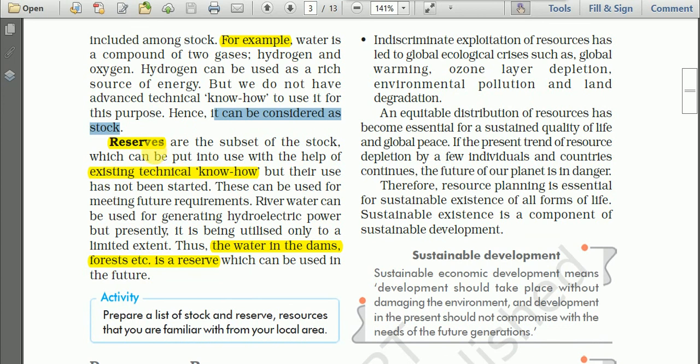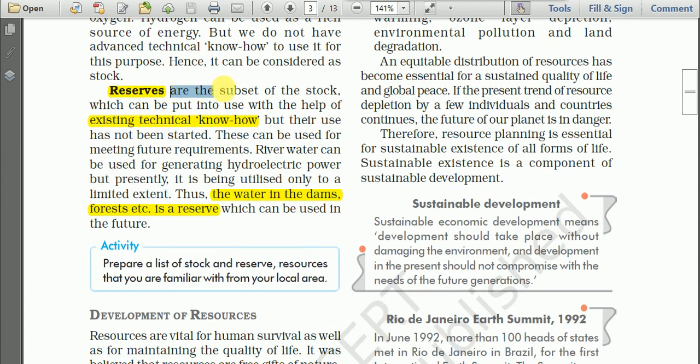And the last type of resource is reserves. Reserves are a subset of the stock. Reserves are part of the stock which can be put into use with the help of existing technical know-how. But their use has not been started, and they can be used for meeting future requirements, means reserving for the future, keeping for the future.